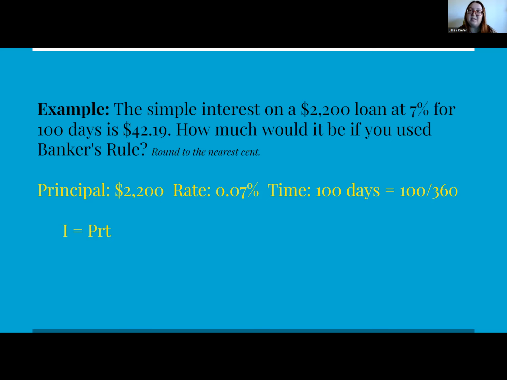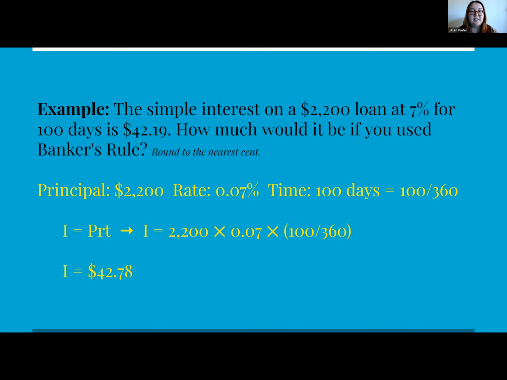So we'll go ahead and plug this into our regular simple interest formula. We'll say interest is equal to 2,200 times 0.07 times 100 divided by 360. We can plug these into our calculators, and we end up getting the interest should be $42.78. So we do definitely see that our interest was higher using the banker's rule.